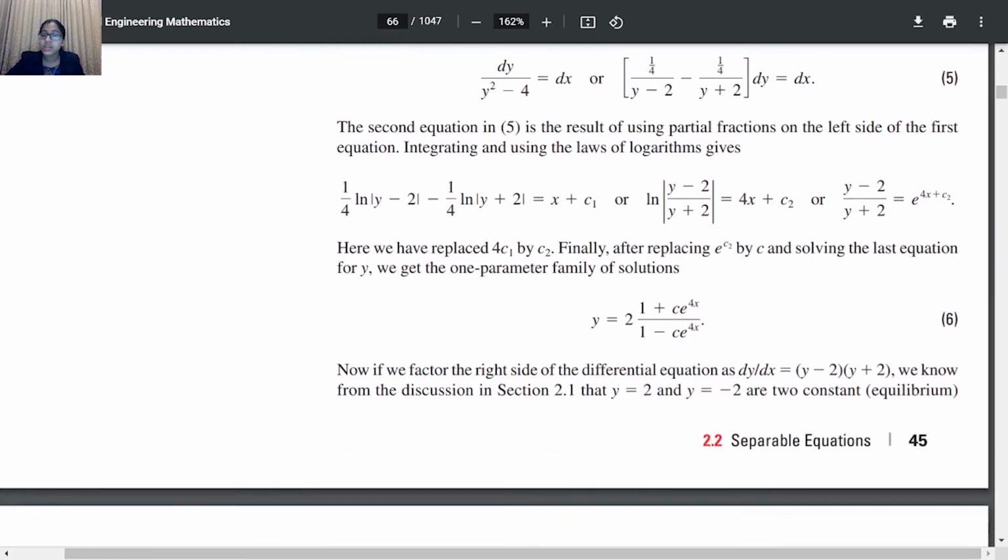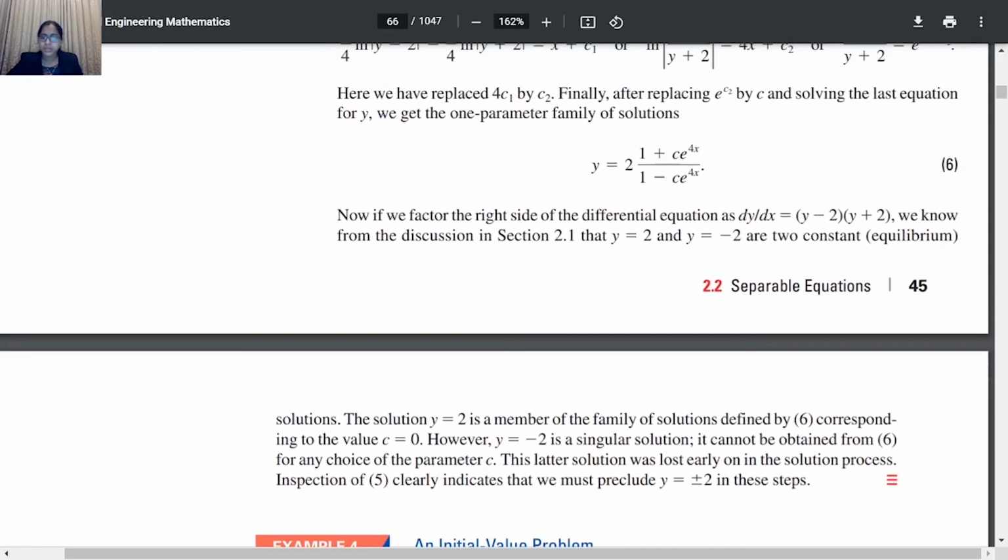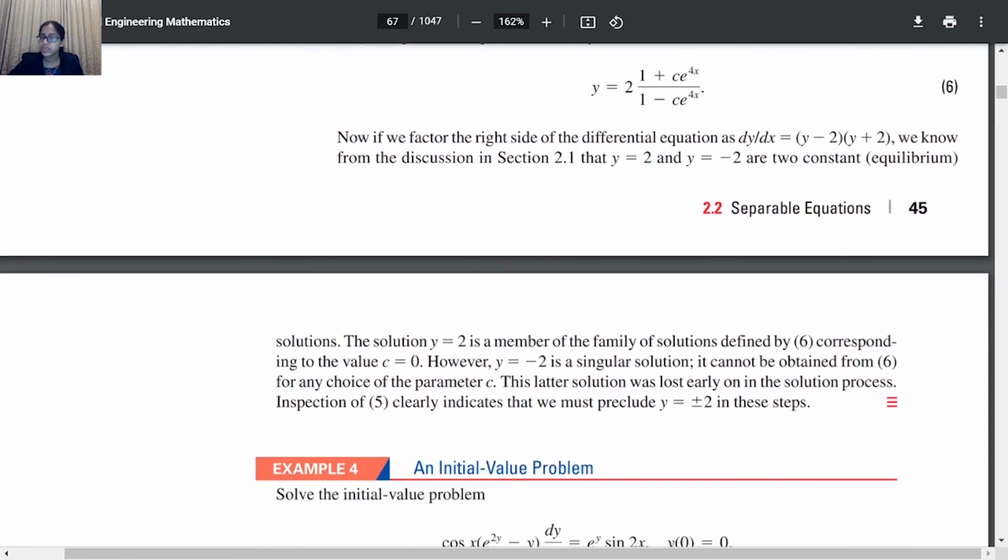So that is called a singular solution. We have discussed what is meant by a singular solution. So y is equal to minus 2 is a singular solution of the above differential equation.